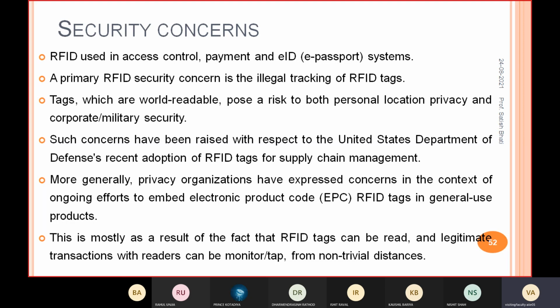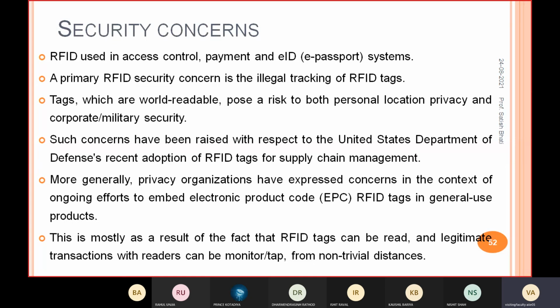Such concerns have been raised with respect to the US Department of Defense's recent adoption of RFID tags for supply chain management. So recently the US Department of Defense has adopted the RFID system in their supply chain management. But because of this security concern, they are facing a problem. There is a discussion about whether they should use it or not.